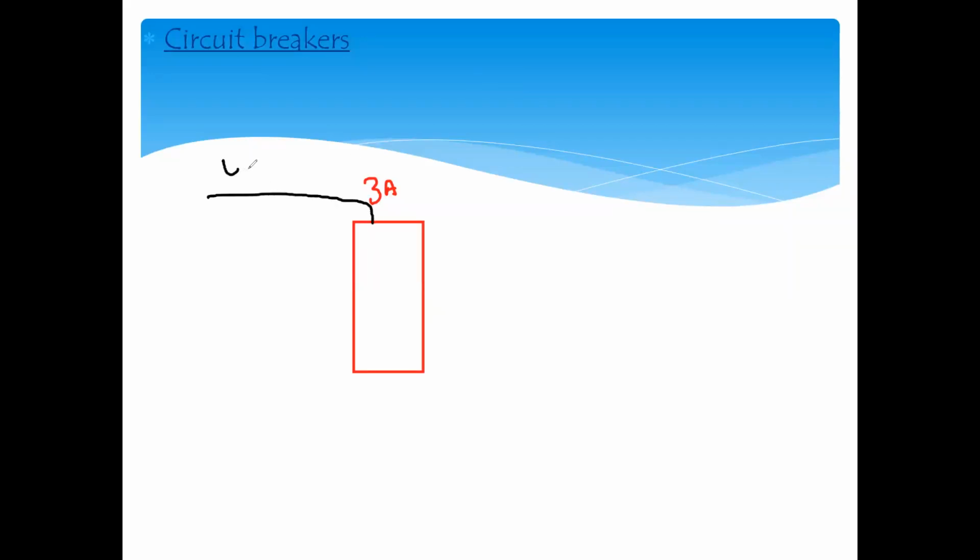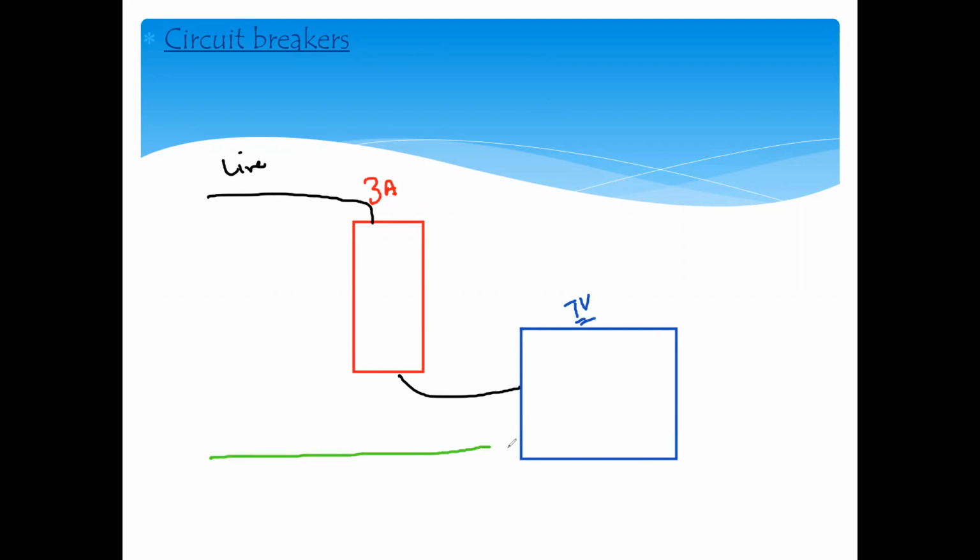This is a live wire. Then it is connected to the device like a television. Normally circuit breakers are not used for the exact device. It is used for the whole house or room, not for individual devices. But I'm just explaining the idea by taking the example of a device. And there's a neutral wire.